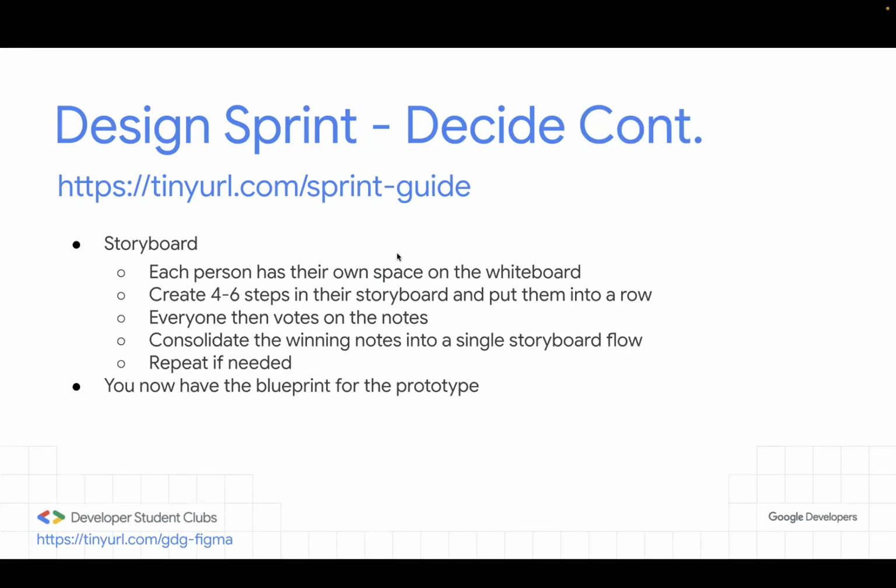So now with the ideas finalized, you have the ideas laid out, but you need to connect all those pieces together. So now each person should have their own space on the whiteboard, create 4 to 6 steps on their storyboard and put them into a row. And now it's similar: you're creating your own storyboard and then having your own vote on your storyboard flow.